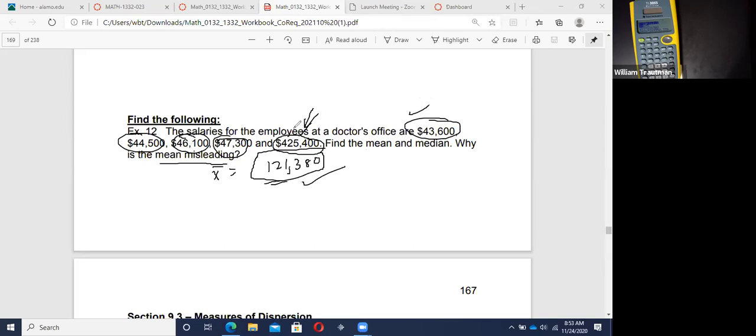It's the doctor. Why is it misleading? Because the doctor's salary is so high. There's one salary that's so high that it skews the rest of the average for everybody. That's why it's misleading. There's one salary that is way higher than all the rest, and it makes the average off. The doctor could say, oh, the average salary in this office is 121, but the four nurses are only making 40,000. So that's why that's misleading. And that's all I had.